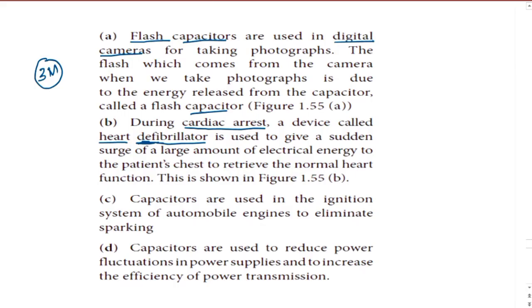In that kind of case we use capacitors. We need a large amount of electrical energy to stimulate the heart to function normally. Then capacitors are used in the ignition system of automobile engines. This is also another important application. And they are used to reduce power fluctuations, particularly in electric power transmission. So these are all the applications of capacitors.